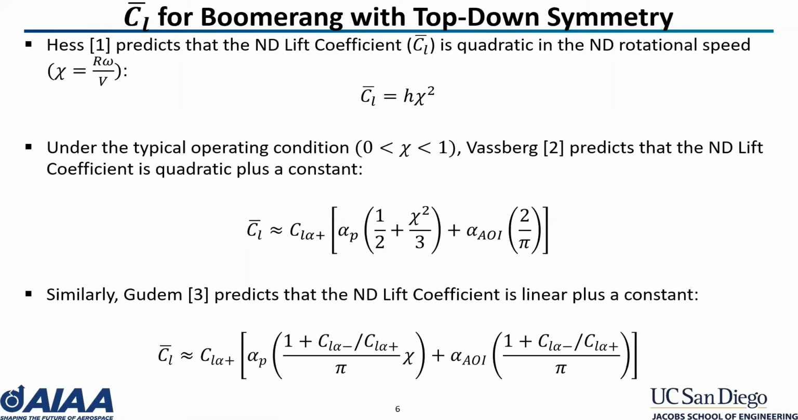In Hess's work, the non-dimensional lift coefficient is proportional to the non-dimensional rotational speed squared, chi, which is given by r omega over v, where r is the blade radius, or blade length, omega is the rotational speed, and v is the translational speed, or wind speed. Under the typical operating conditions for boomerangs, which is when chi is between 0 and 1, Vosburgh predicts the non-dimensional lift coefficient is quadratic with respect to chi plus a constant. Under the same operating condition, Gautam predicts that the non-dimensional lift coefficient is linear in chi plus a constant.